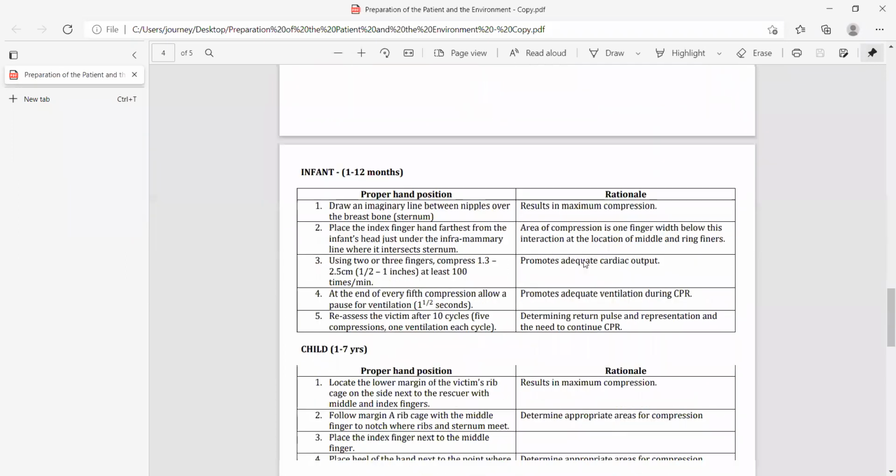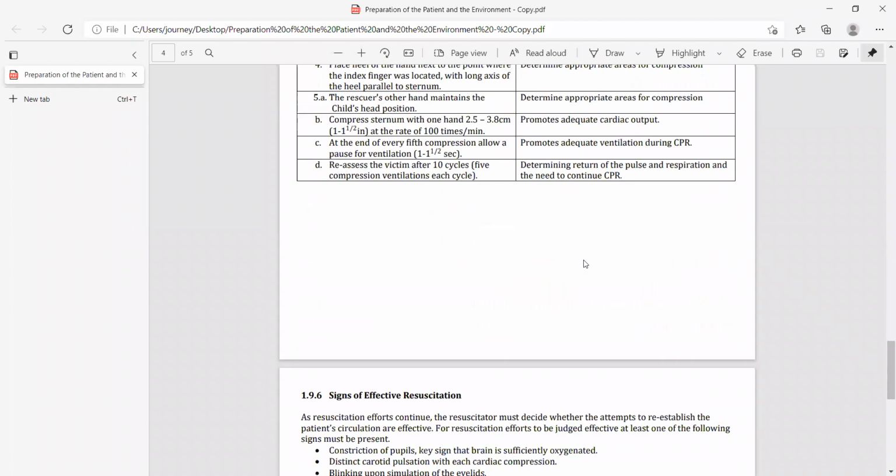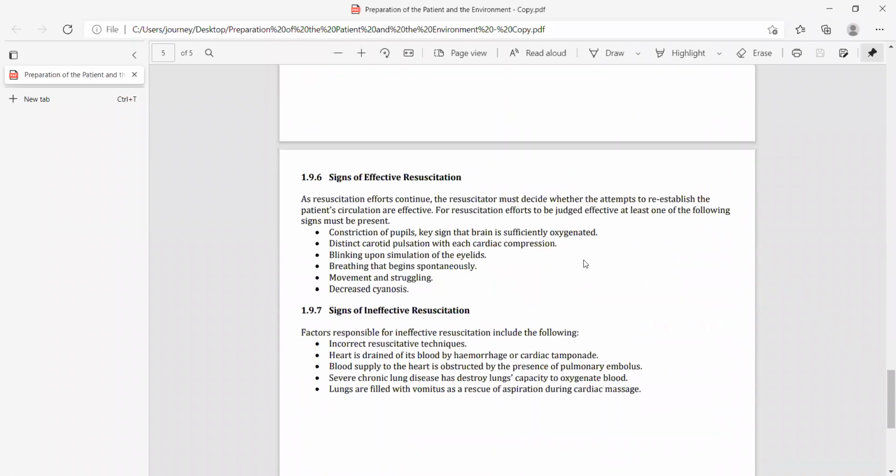In infants and children, there are signs of effective resuscitation and there are also signs of ineffective resuscitation. Signs of effective resuscitation mean that as the resuscitation effort continues, the resuscitator must decide whether the attempt to re-establish the patient's circulation is effective. For resuscitation effort to be judged effective, at least one of the following signs must be present. Let us see what the signs of effective resuscitation are.